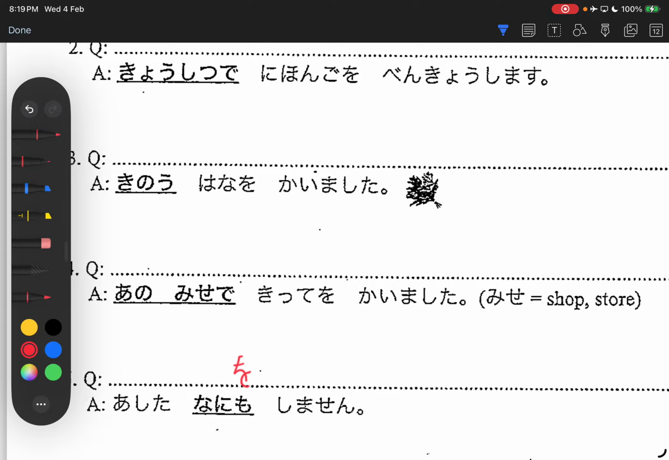いつ何を起きました. No, you repeat the non-underlined part. いつ花を買いましたか. The question, huh?